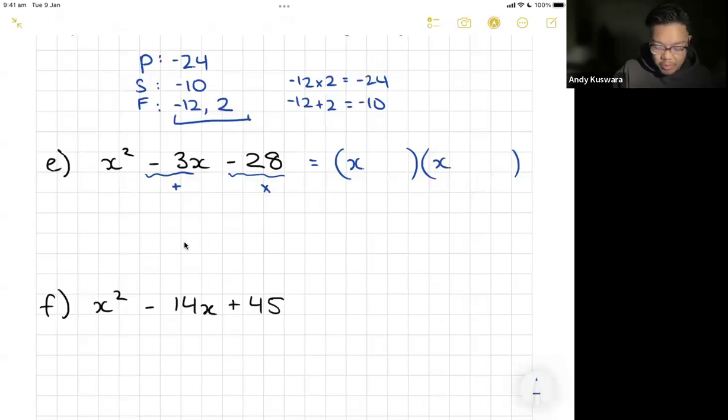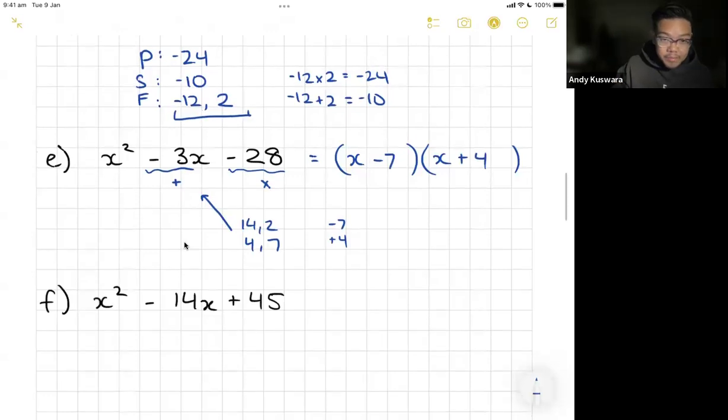Now, what are two numbers that will multiply to give me 28? I'm thinking it could be 14 and 2, or it could be 4 and 7. Now, looking at these two pairs, I can see that probably 4 and 7 is more likely to get me minus 3. So here I'd have to think it's probably going to be minus 7 and positive 4. And I think that would make some sense. Because, yeah, if you multiply them together, you'll get minus 28. If you add them together, you get minus 3. So it's just going to be x minus 7 and x plus 4.